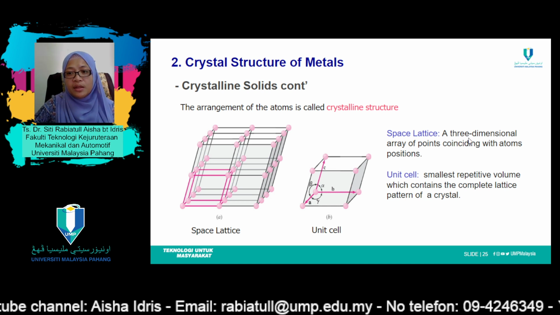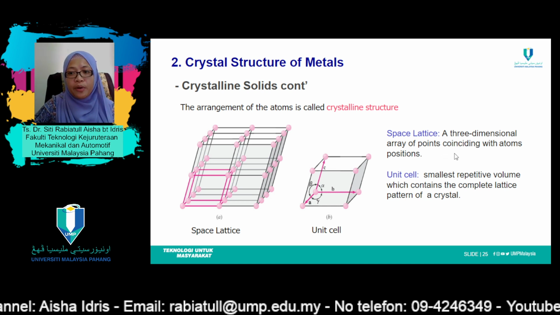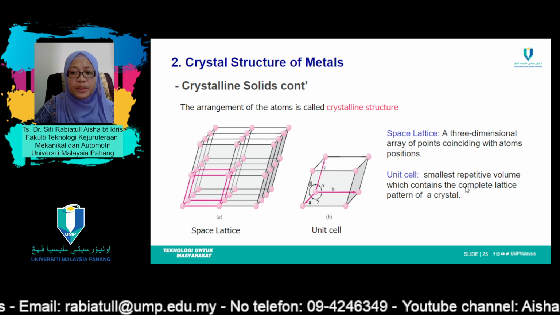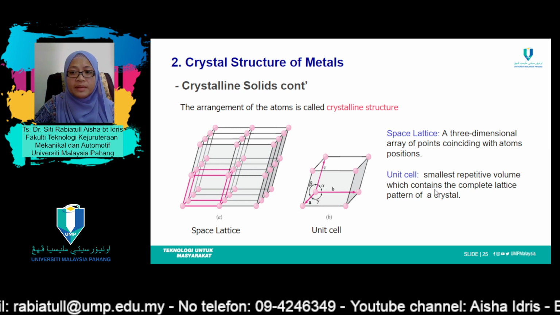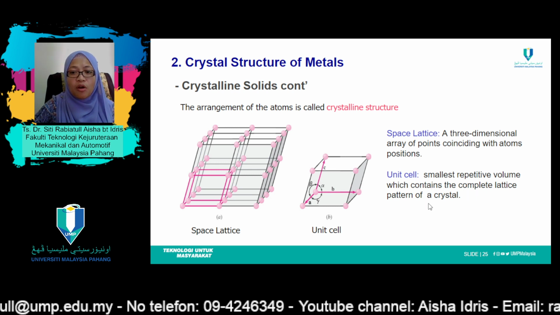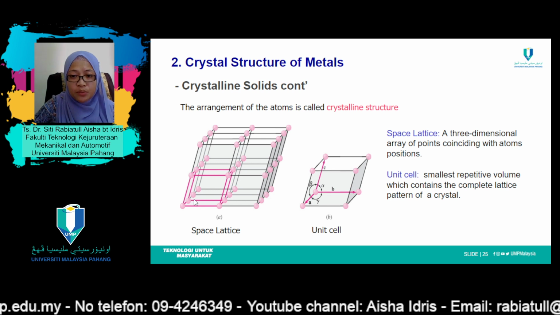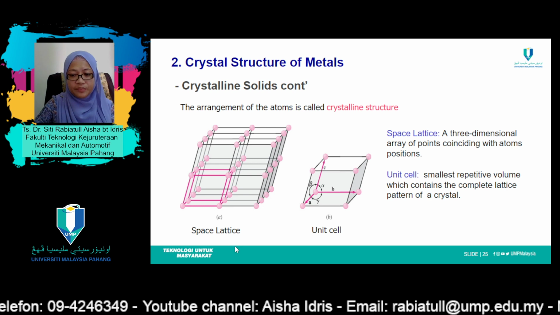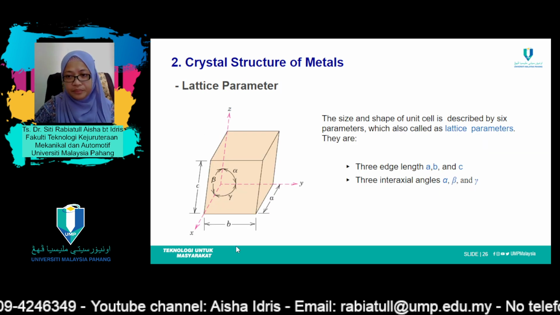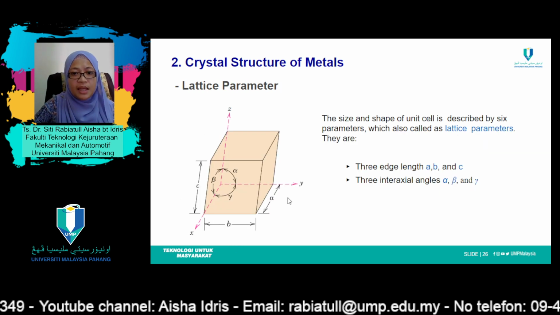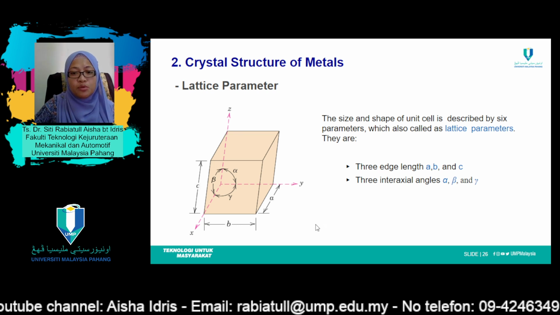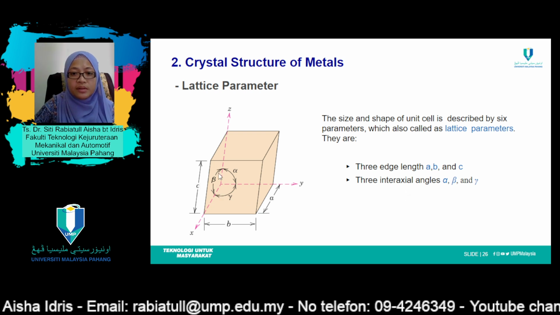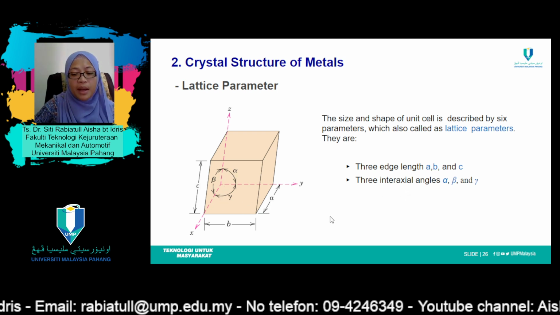Space lattice is a 3D array of points coinciding with atoms' positions, and unit cell is the smallest repetitive volume which contains the complete lattice pattern of a crystal. So basically, this one, the unit cell, comes from the space lattice here. And this is the lattice parameter. Things that you need to know are A, B, and C, as well as its angles here, alpha, beta, and gamma.